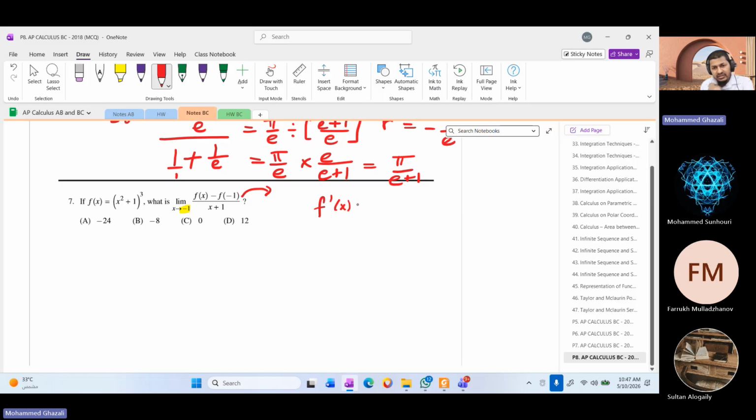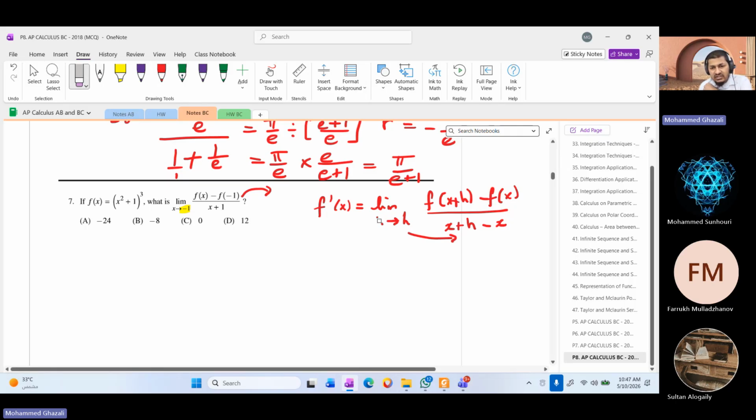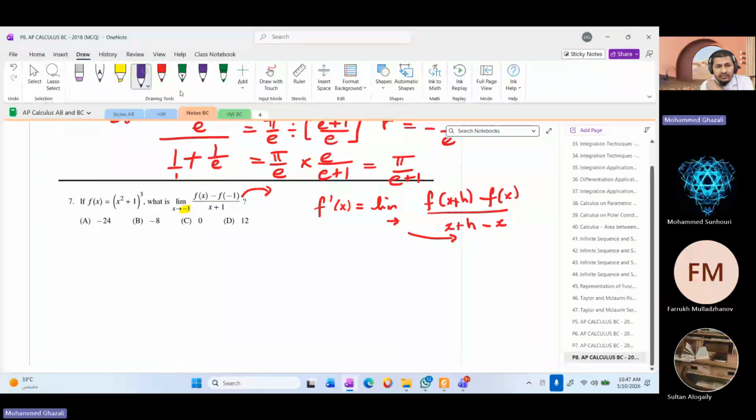Remember what the f prime x formula is. The limit as h approaches 0 of f of x plus h minus f of x, divided by x plus h minus x, that value minus that value. So that's the reason why the x's cancel out. What do you think the denominator is going towards? 0, because h approaches 0, not x approaches. Isn't the denominator 0? And what's the numerator? 0. Yes. So you're getting 0 over 0.